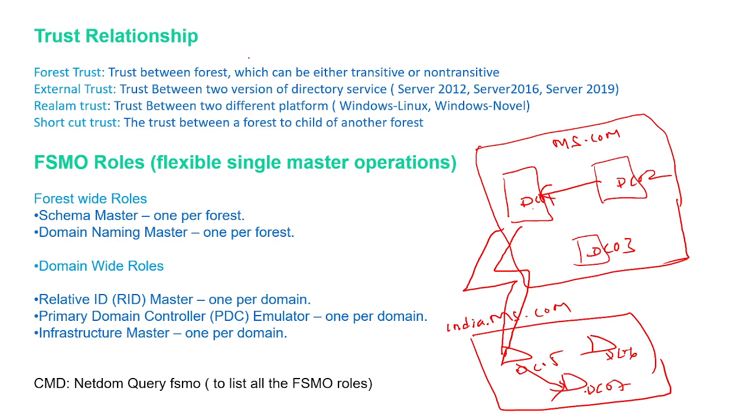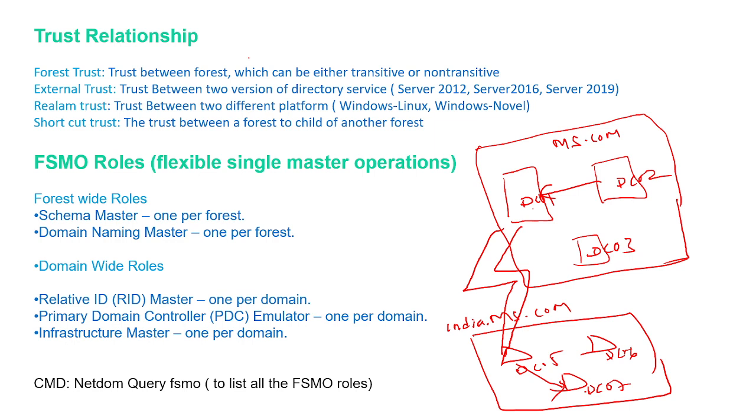So that is one thing. And now let us understand the FSMO. FSMO means Flexible Single Master Operations roles. There are 5 FSMO roles, 5 roles in the Active Directory. These 5 roles are designated for different work. They have their own work in the Active Directory. Out of 5 roles, 2 are forest-wide roles and 3 are domain-wide roles.